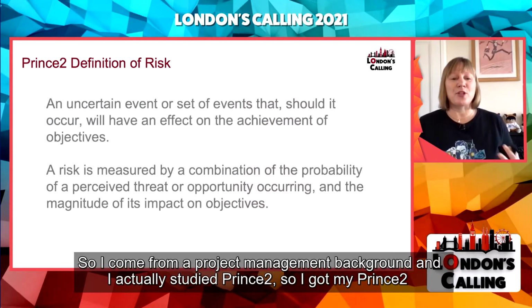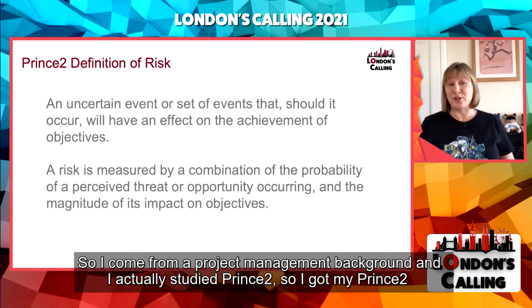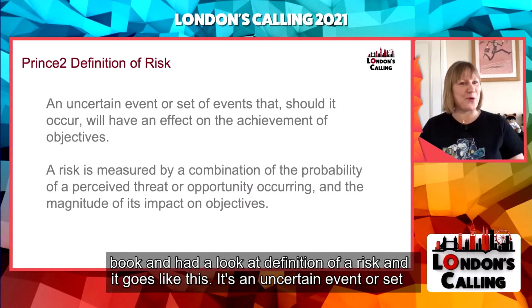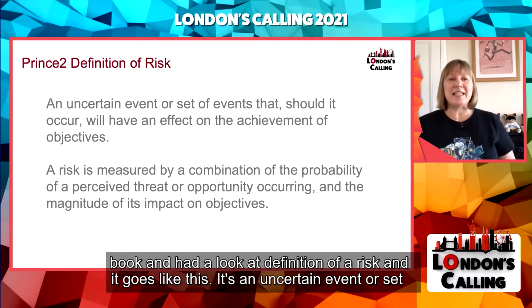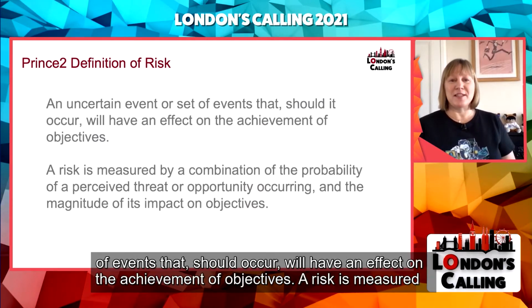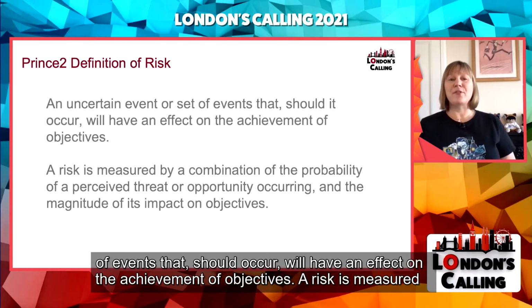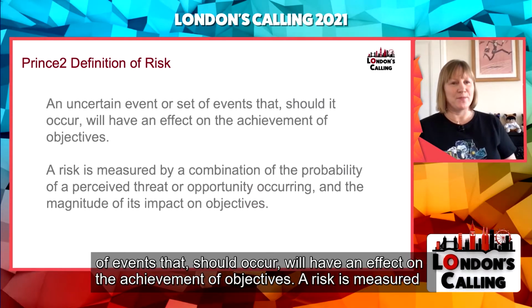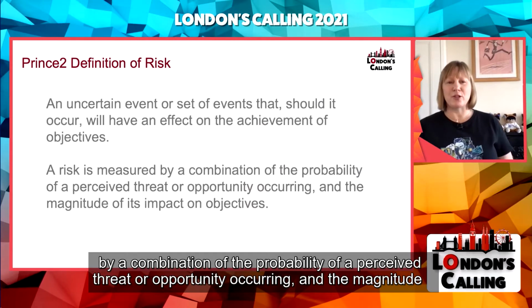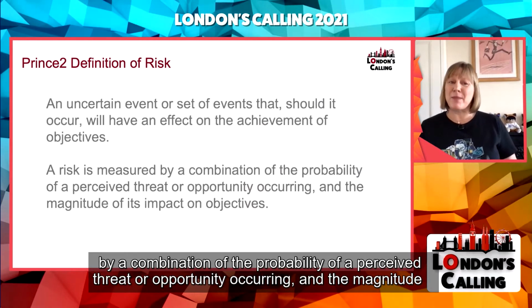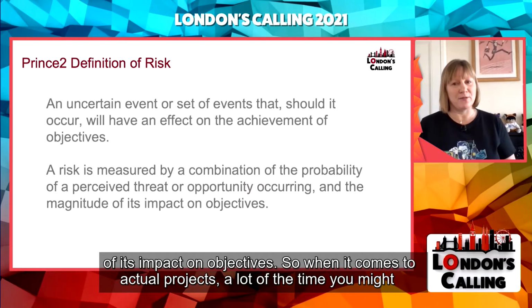So I come from a project management background, and I actually studied Prince 2. So I got my Prince 2 book and had a look at a definition of a risk. And it goes like this. It's an uncertain event or set of events that, should it occur, will have an effect on the achievement of objectives. A risk is measured by a combination of the probability of a perceived threat or opportunity occurring and the magnitude of its impact on objectives.